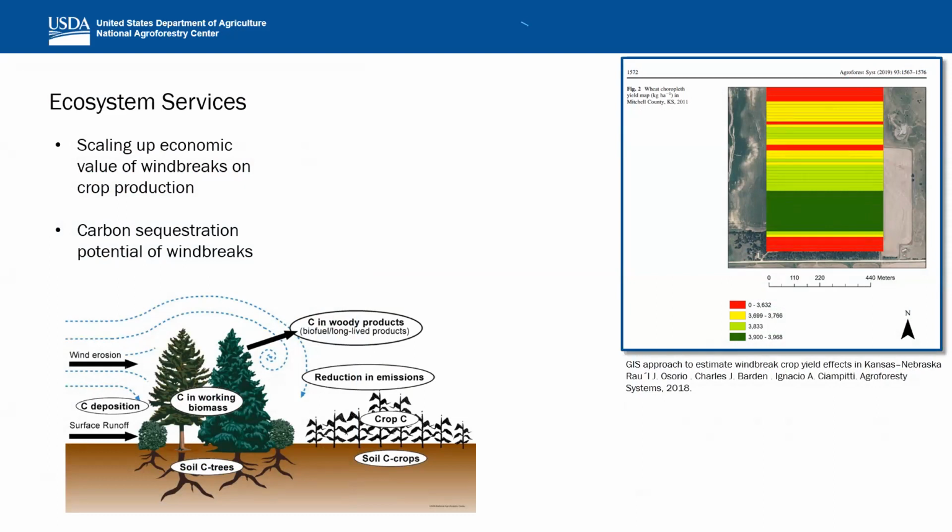The graphic on the upper right is work currently being done by partners at Kansas State, showing how windbreaks affect crop yields. And again, this work could be scaled up, knowing how many windbreaks are out there, and the acres of ag fields adjacent to these windbreaks.